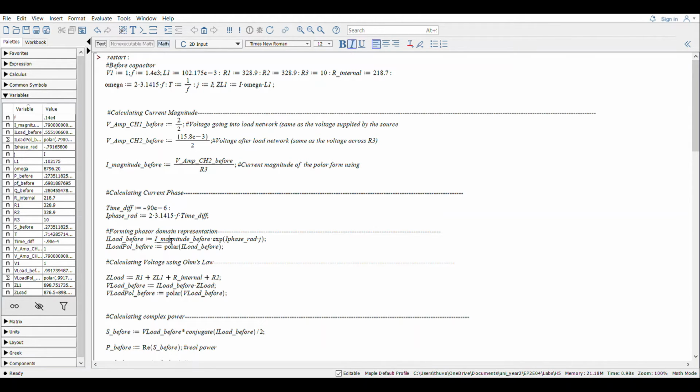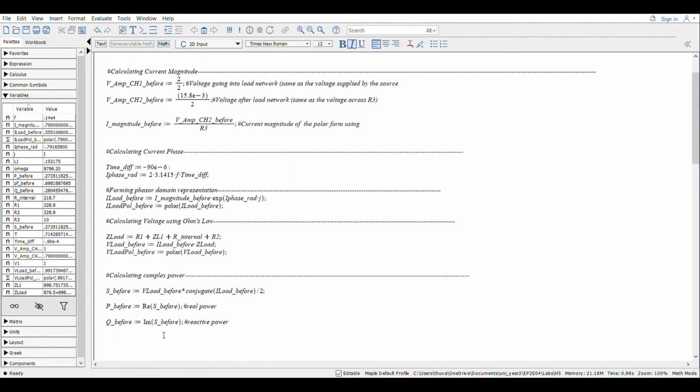And then I formed the phasor domain of the current across the load just so I can use it for my voltage calculation that's below here. And so for voltage, I just did Ohm's law and then converted it into the polar form so I can observe the amplitude and the phase of the voltage across the load. And then for complex power, it's exactly the same as what I did in the analytical method section.